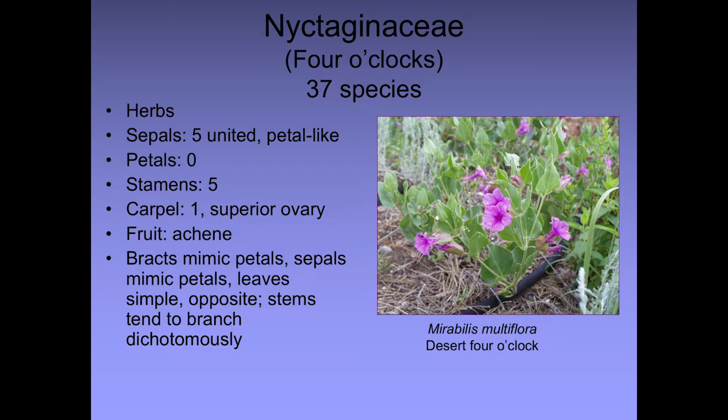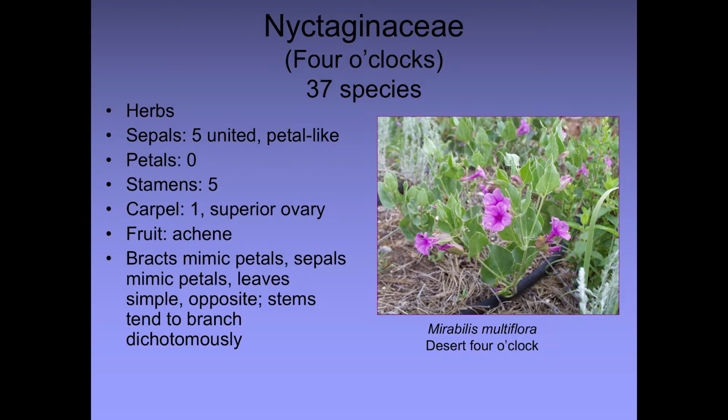Nyctaginaceae, the 4 o'clocks: herbs with sepals that are 5 and united. Those are sepals, not petals, because there are no petals. The stamens, there are 5 of those, and just some other little details. The most common one around here is Mirabilis multiflora, the desert 4 o'clock, which is an amazing plant. It completely dies back, nothing on the ground, and all of a sudden you see it out of hard, dry, hot ground. It just comes back.